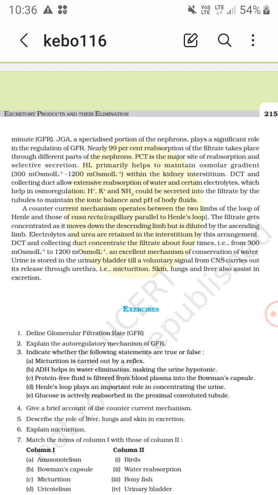The DCT and collecting duct allow extensive reabsorption of water and certain electrolytes, which help in osmoregulation. H plus, K plus, and some ammonia could be secreted into the filtrate by the tubules to maintain the ionic balance and pH of the body fluids, right?